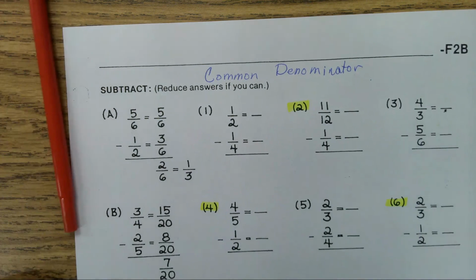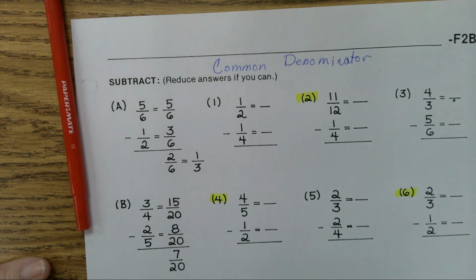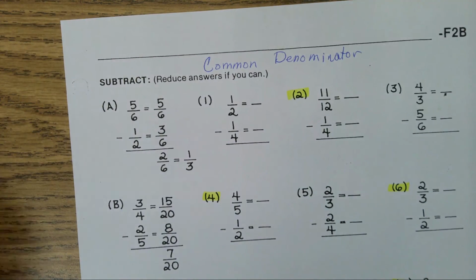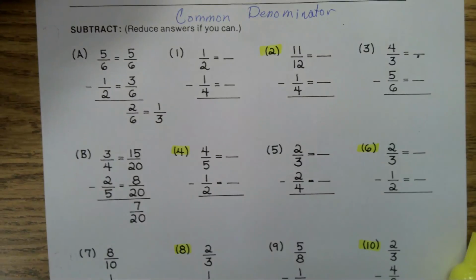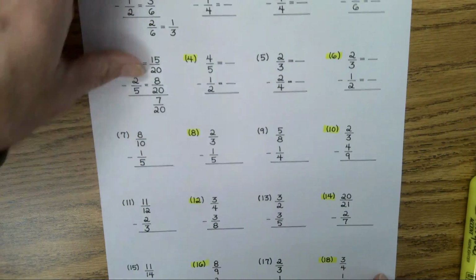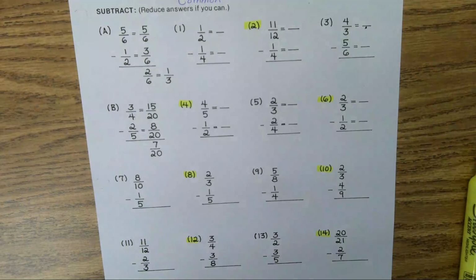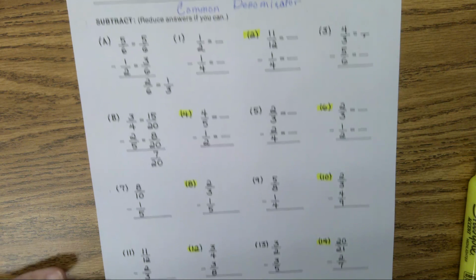You're going to do, as I said, the evens 8, 10, 12, 14, 16, and 18. That's your part 2 of your homework assignment for today. The even problems. 2, 4, 6, 8, 10, 12, 14, 16, and 18.